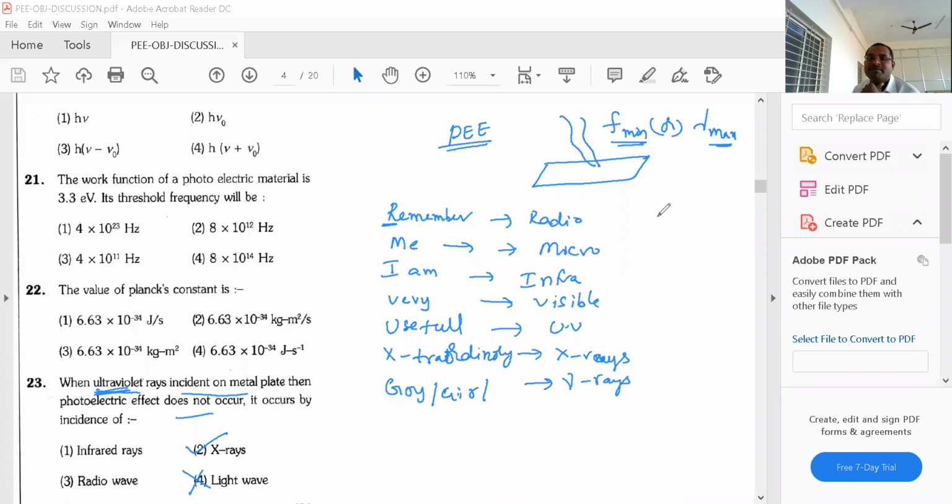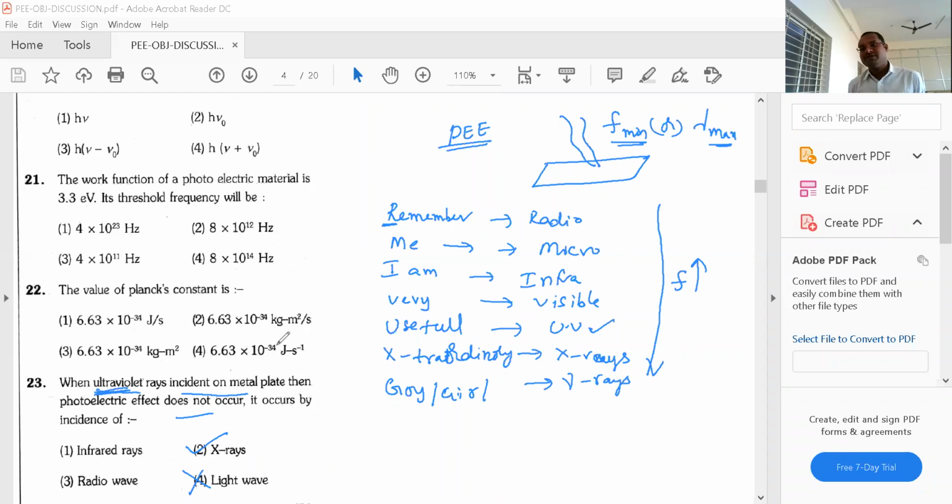In this pattern, if you remember, from radio waves to gamma rays, frequency is increasing like this. Okay? Now you need to replace UV rays with X-rays or gamma rays. Here X-rays is given as an option, so I am taking X-rays.